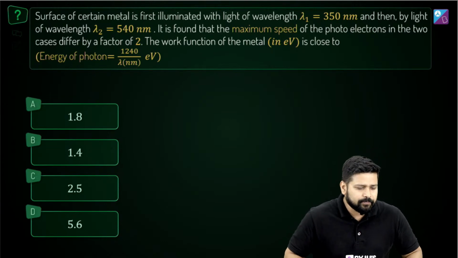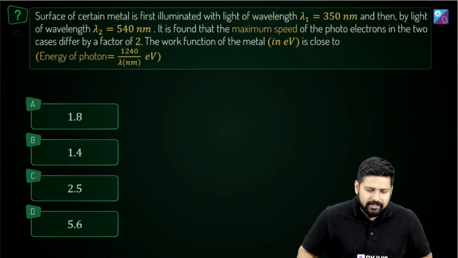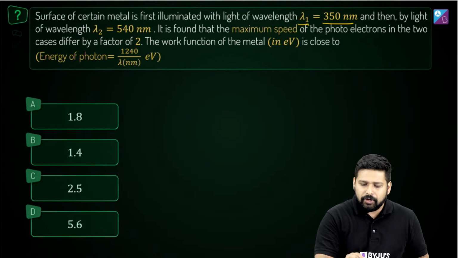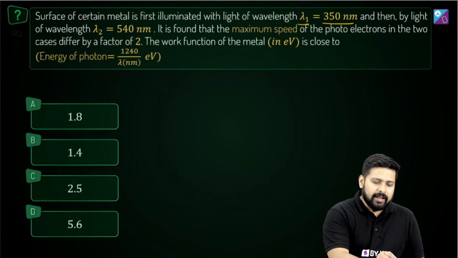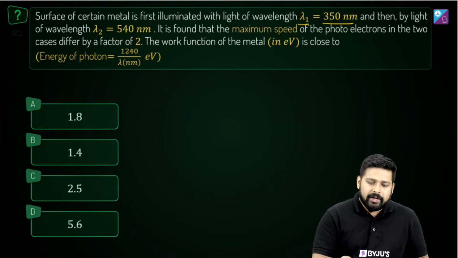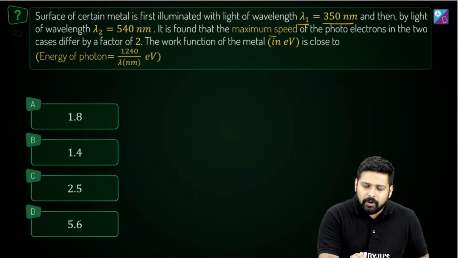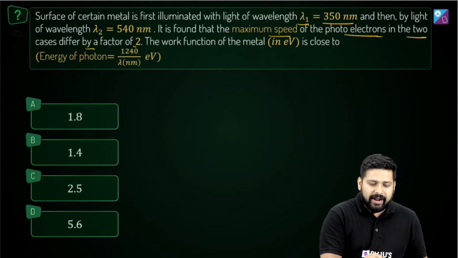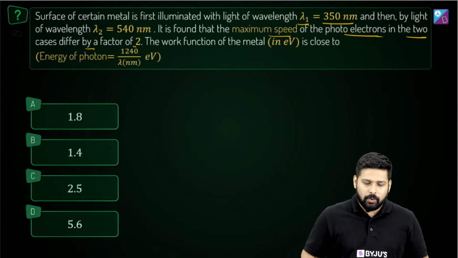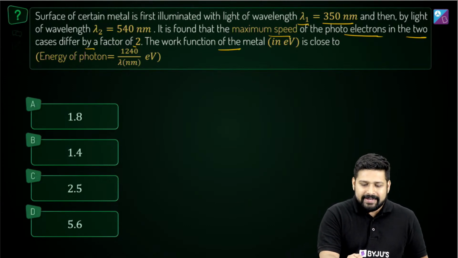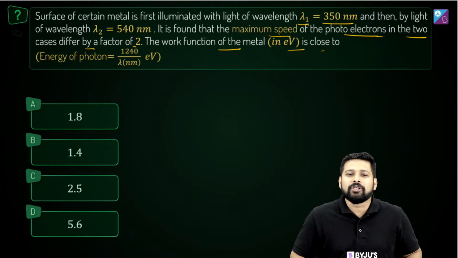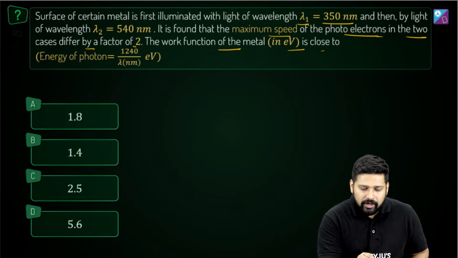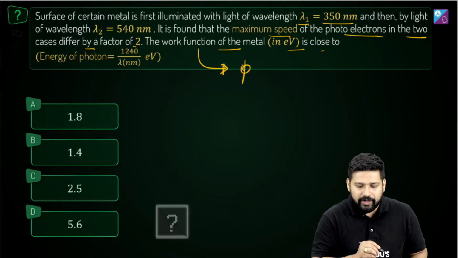The question says, surface of a certain metal is first illuminated by a light of wavelength lambda 1, 350 nanometer, and then by a light of wavelength lambda 2. It is found that the maximum speed of photoelectrons in the two cases differs by a factor of 2. Okay, the work function of the metal in electron volts is closer to. Tell me, what do we have to find here? We have to find the work function. We need to find the value of phi.